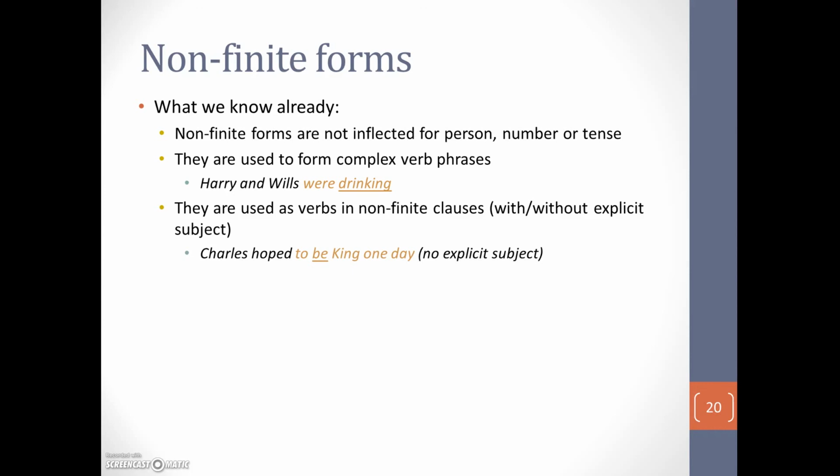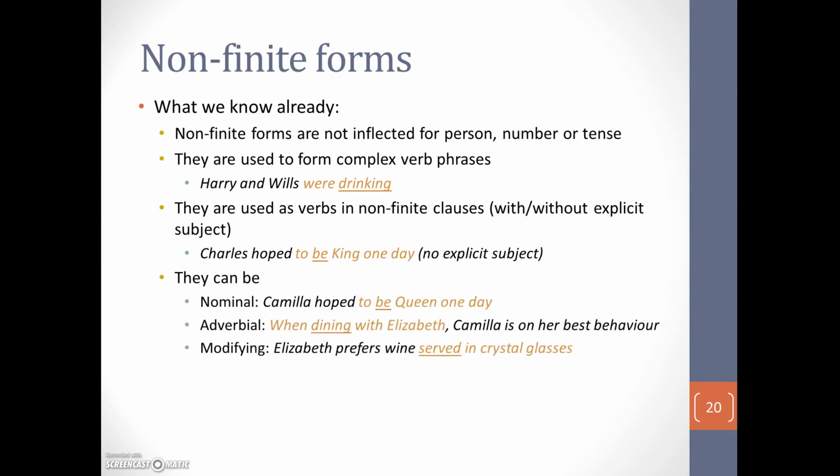So they're used as verbs in non-finite clauses as well. Okay, so with or without an explicit subject. So if we say "Charles hoped to be king one day," okay, here we just have "to be," which is the infinitive form. That's a non-finite form, to be king one day. So there is no explicit subject now. It's obviously that he himself will be king one day, right? That's what he's hoping for. But there is no explicit subject here.